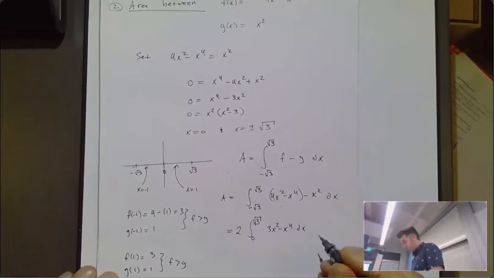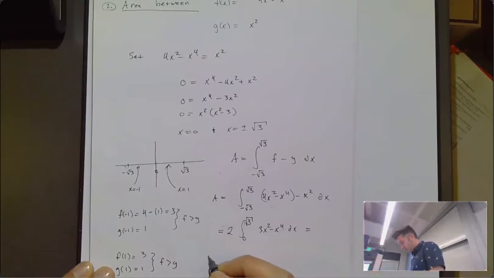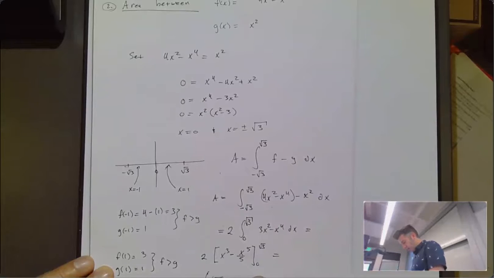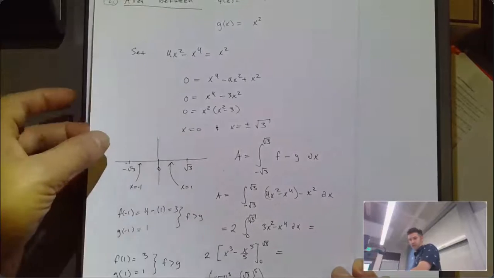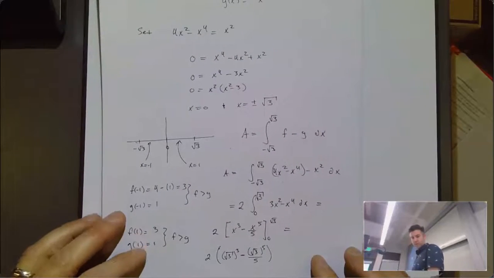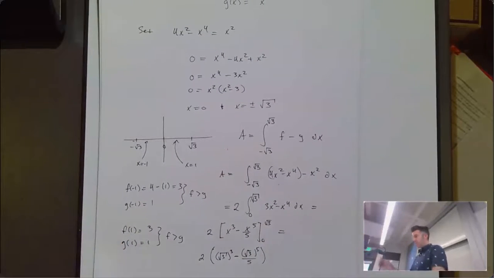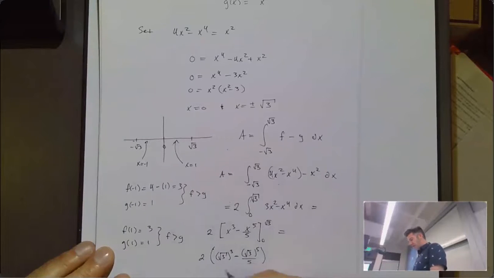So then we would do the antiderivative. It's going to be x cubed minus x to the 5th over 5 from 0 to root 3. And then we would just plug it in and we get 2 times the square root of 3 cubed minus the square root of 3 to the 5th over 5, minus 2 times 0 minus 0, which I don't think we need to write. Sorry, it's off the page, I know. Should go horizontal. The vertical is just a little too long. And I would probably just leave it like this.